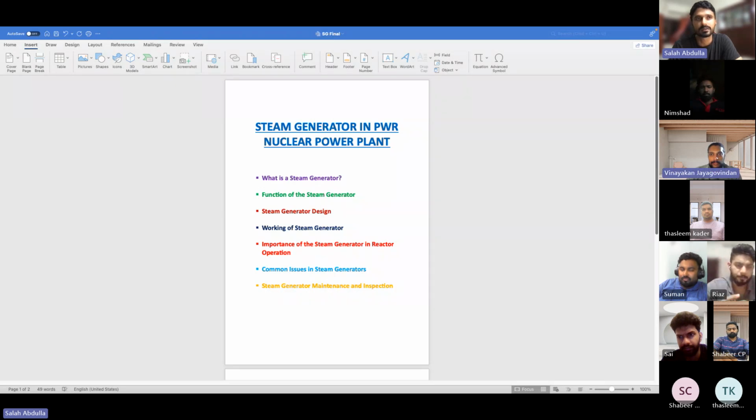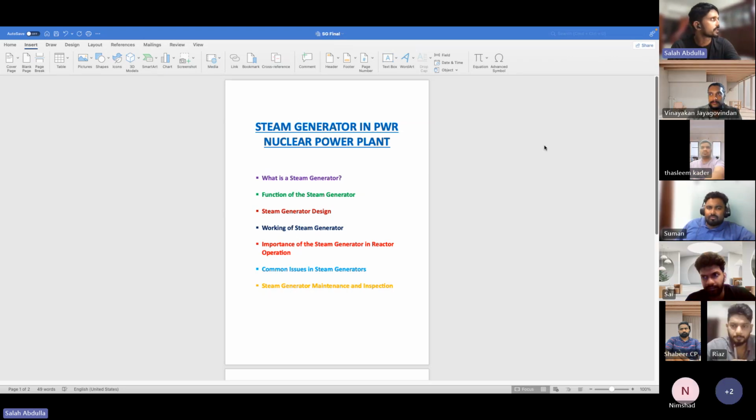Excuse me, are you showing some images? We can see the first page only. I already showed the section view. Now I'm describing that section view. Okay, thank you. Okay, let me show you the section view again.